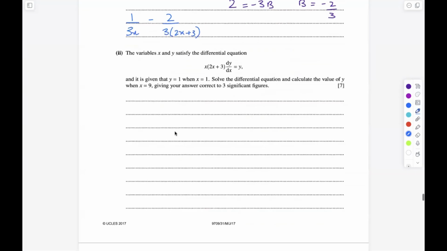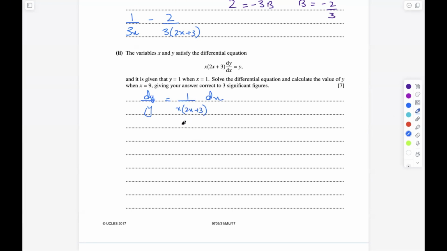In part 2, we have a differential equation, which is x into 2x plus 3 into dy by dx is equal to y. It is given that when y equals 1, x equals 1. We have to solve the differential equation and then calculate the value of y when x equals 9. Now, to solve a differential equation, first you have to bring the x terms with dx and the y terms with dy. So bringing y on the left-hand side, we'll get dy upon y. And taking dx on the right-hand side, x and 2x plus 3 will come in the denominator.